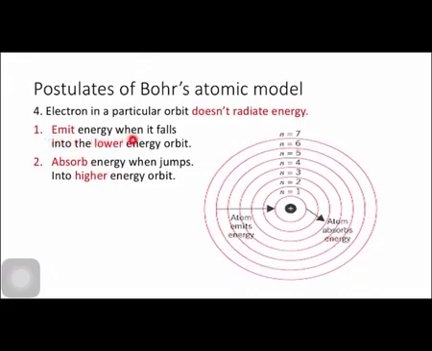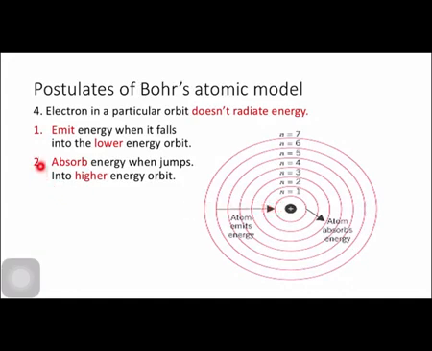Electron will emit energy when it falls into the lower energy orbit. To understand this, just look over here. Here electron is present in orbit number 6, which is a higher energy orbit. Now the electron moves from this high energy orbit to orbit number 1, which is a lower energy orbit. So electron will emit energy to accommodate this lower energy orbit.